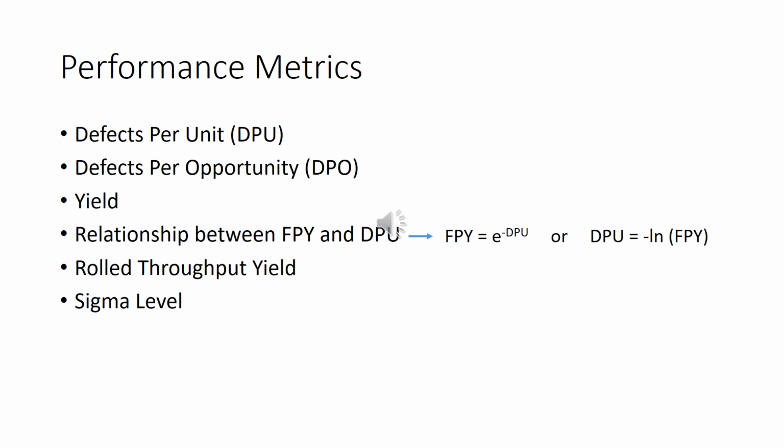Rolled throughput yield. A lot of times first pass yield is just what you lose on the final step. Rolled throughput yield says, okay, I've got 100% going into the start of a process. How many actually make it through? And again, there'll be some examples on the quiz. Sigma level, I'm going to address that in discussions, but basically it's just a way of measuring how good a company is based on its PPM.